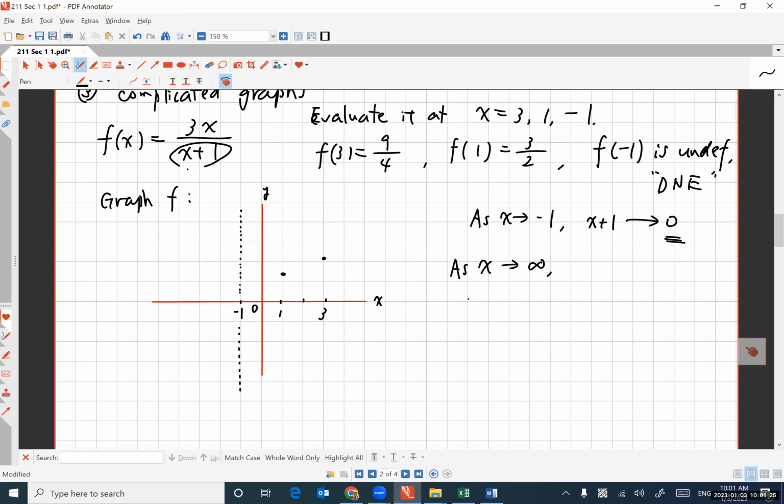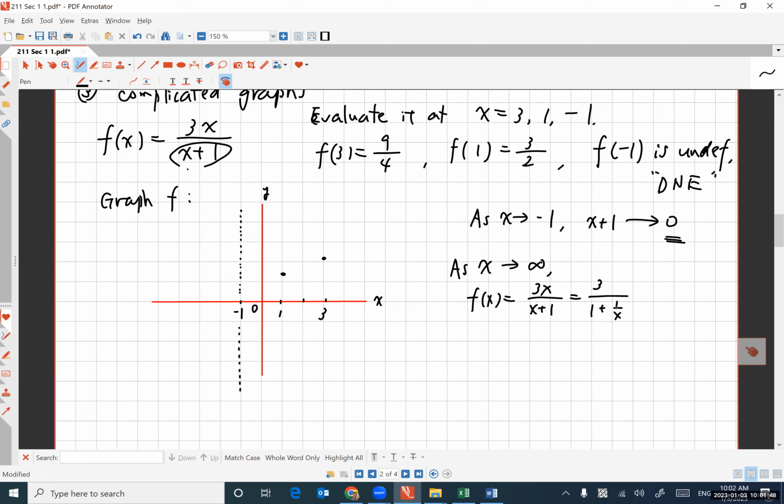But what happens is f of x is 3x over x plus 1, right? You can divide the top and the bottom, if x is not 0, by x. And if you divide every term by x, this is what you get.